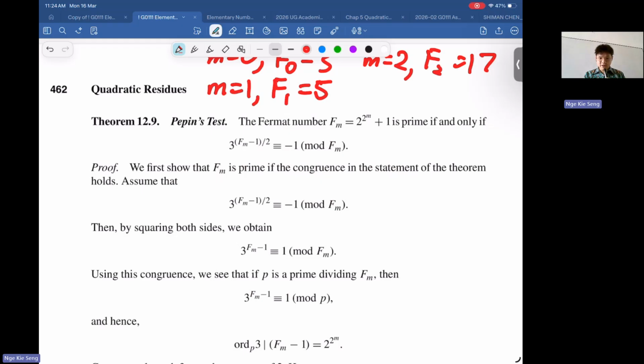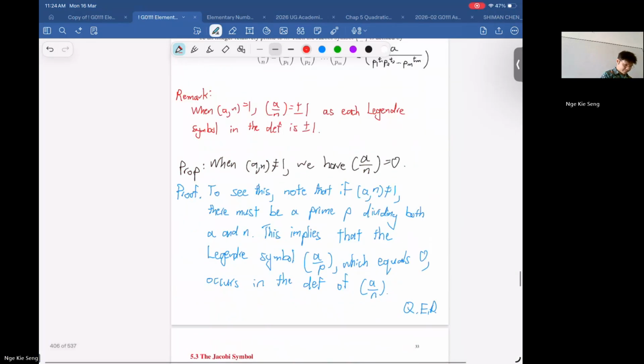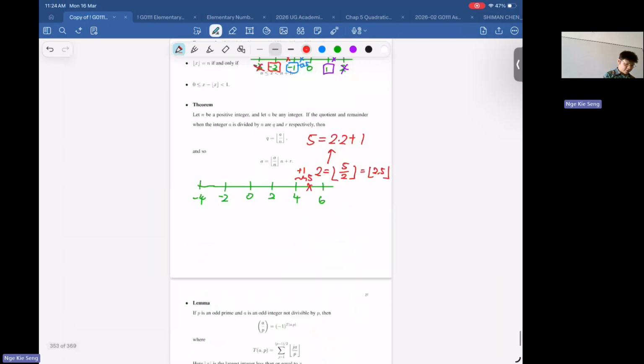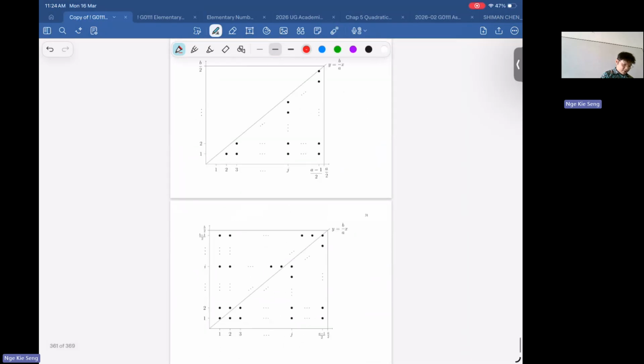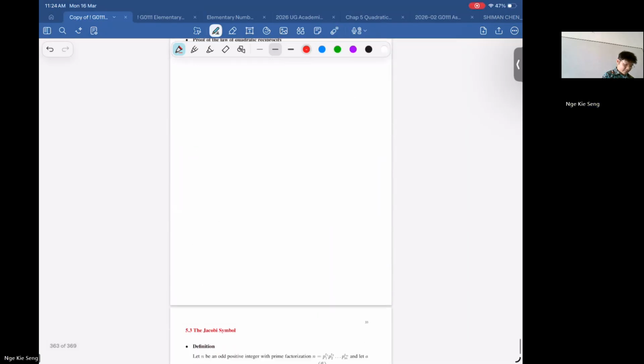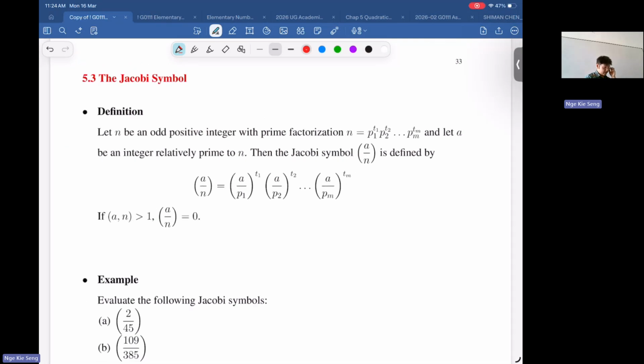If no questions, maybe we could continue. So we'll go to a super version of the Legendre symbol, which we call the Jacobi symbol. Again, let n be an odd positive integer with a prime factorization. In this case the denominator is n, not a prime, but it's odd with a prime factorization. And let a be an integer relatively prime to n, meaning none of the p_i can appear in the prime factorization of a.